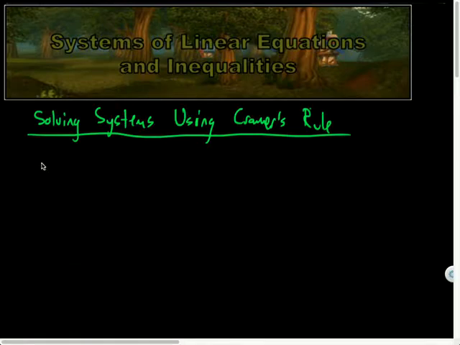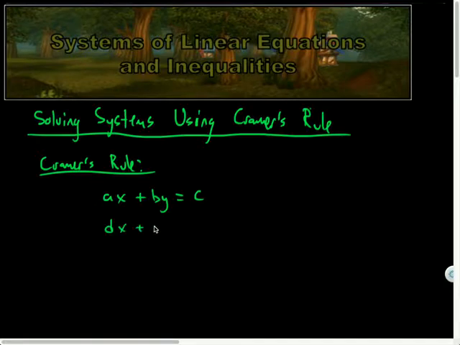So I'm just going to jump into Cramer's rule here. I'll show you what it is generically, and then we'll do some examples of a 2 by 2 and a 3 by 3. So let's say I've got this. There's going to be a lot of letters, but that's fine. AX plus BY equals C, and DX plus EY equals F.